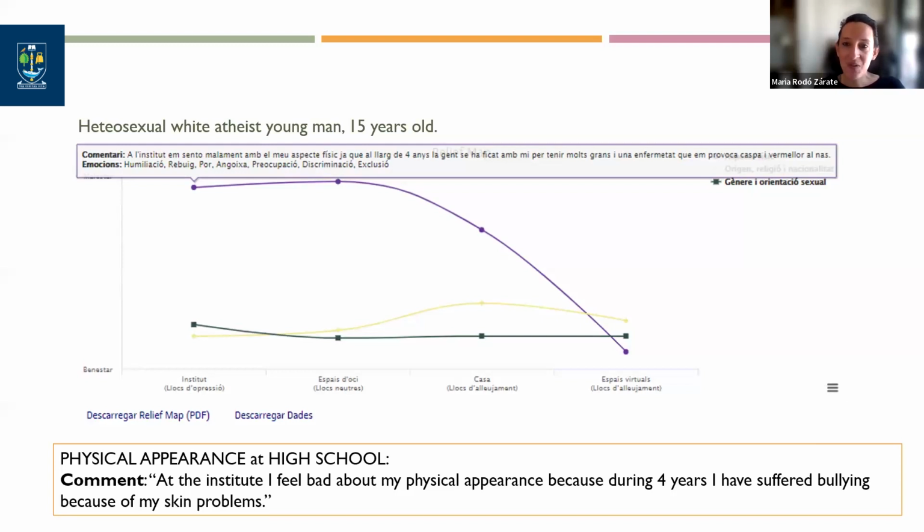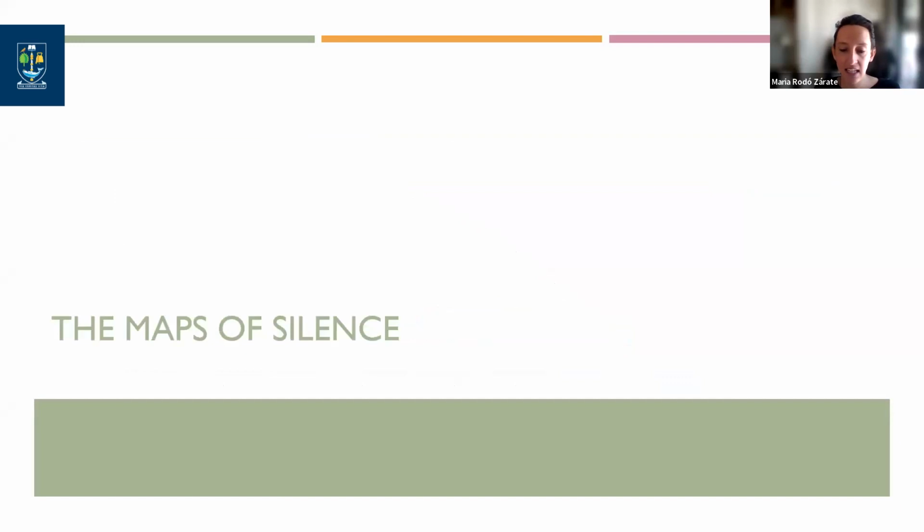There are many interesting examples that I could show you and that show the complexity of their experiences and how inequalities are felt and are lived. But there are also other kinds of relief maps that are what I call the maps of silence.